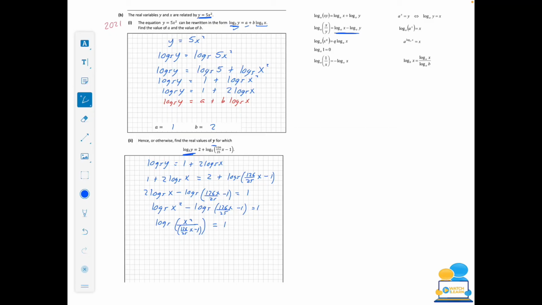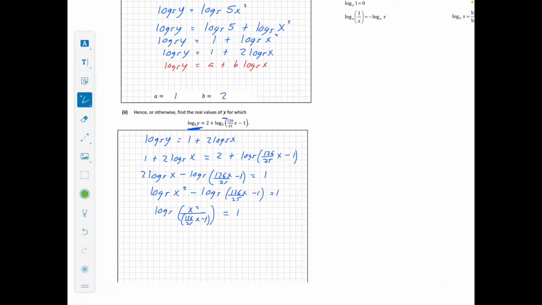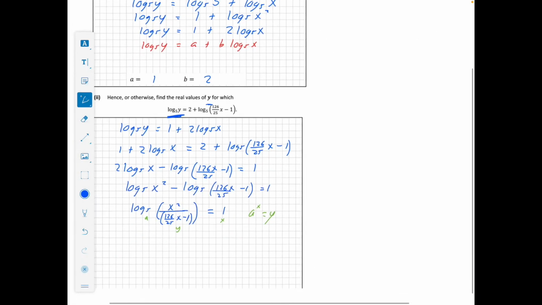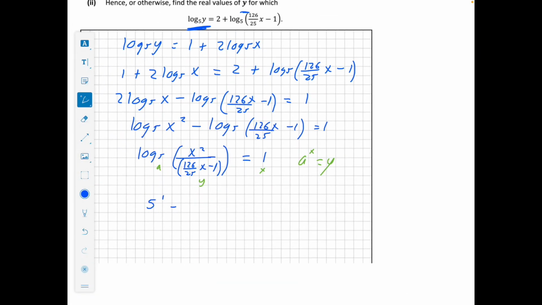So again, I'm at this kind of stop point now. What I'm looking for, the x, is stuck inside the log. Anytime I get to this stage, I need to use the top rule here in the right hand corner to change it to indice or index form. So I have my a, my y and my x, and we need to change it into a to the power of x is equal to y. So that will be 5 to the power of 1 is equal to x squared all over 126 over 25x minus 1.